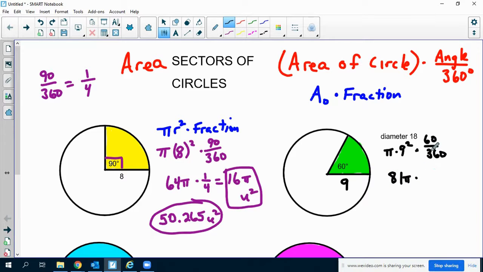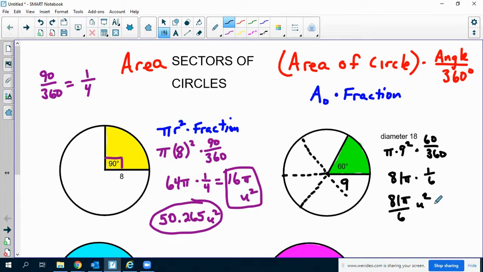I have 81 pi, and then I'm going to multiply that by 1/6. Notice that 60 out of 360 is exactly 1/6 of the circle. So if I cut the circle into 6 equal parts, I would get exactly that shaded region. So I end up with 81 pi over 6 units squared.